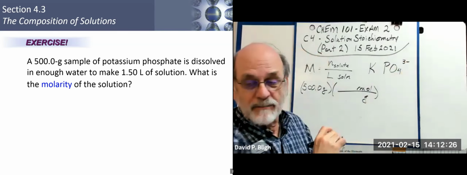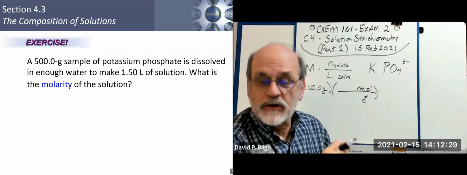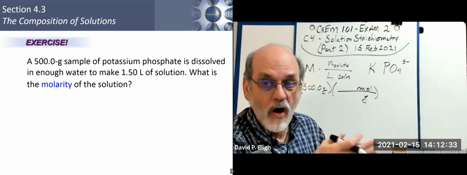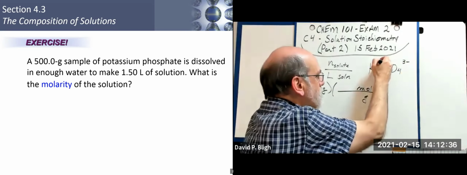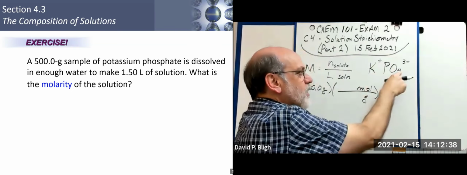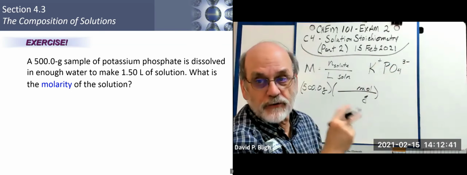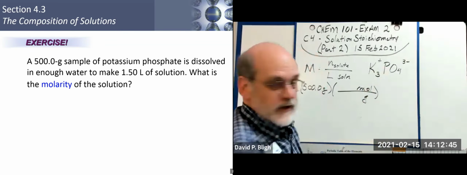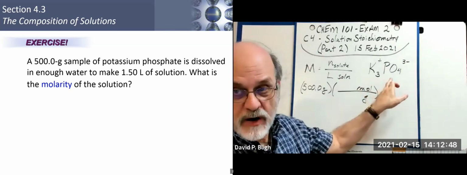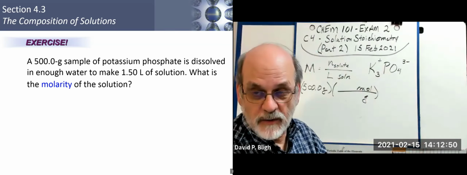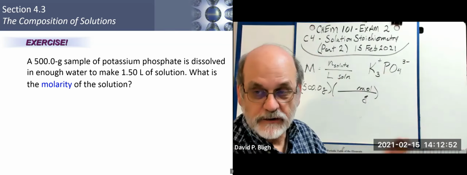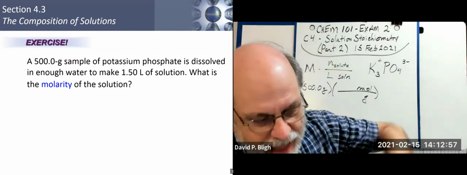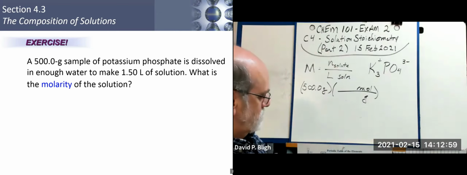Right? And potassium, you know the charge of potassium because it's in the first group. The alkali metals are all +1. So in order to make the charges balanced, you need 3 potassiums. So there's your formula, K3PO4. Now you can determine the molar mass. All you have to do is look it up on your periodic table, add up 3 potassiums, right?